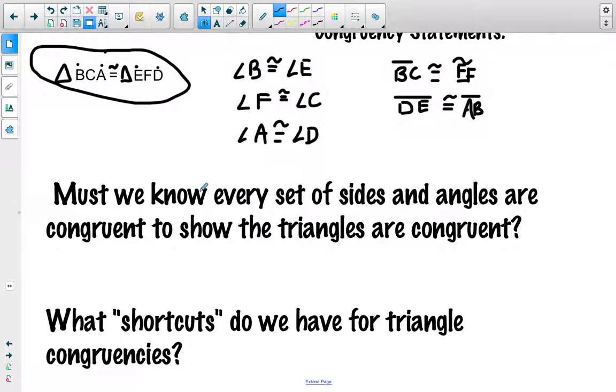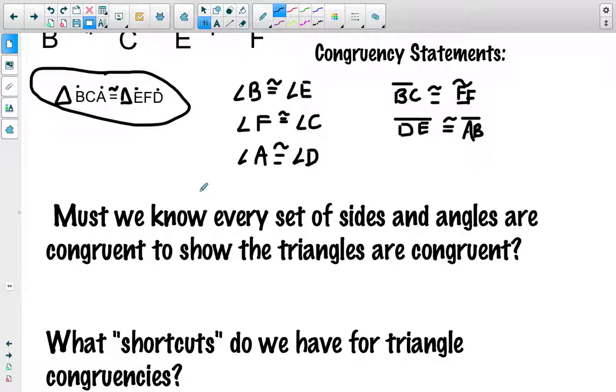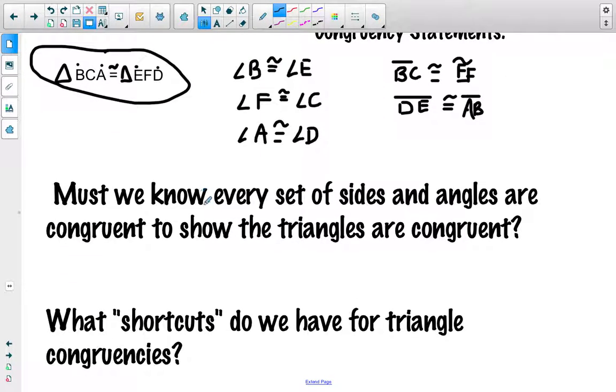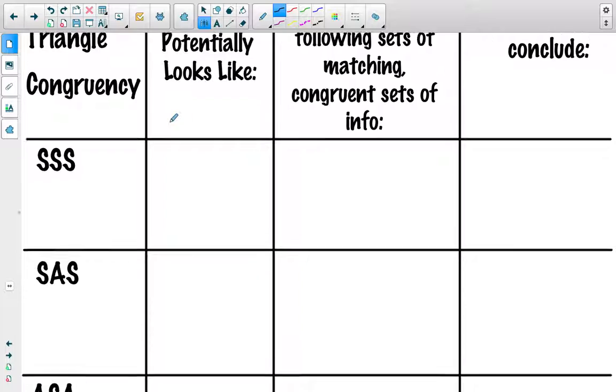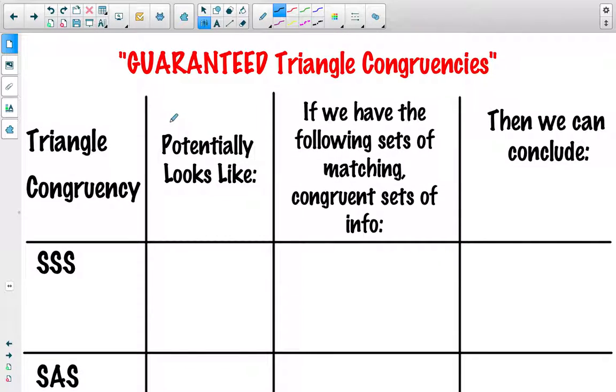Okay. So do we have to know everything about the triangle? And in fact, we don't. And so these shortcuts that we're going to learn today, you hopefully got a really good feeling for these the other day when we did that Billy Bob's Roadkill activity where you built triangles.